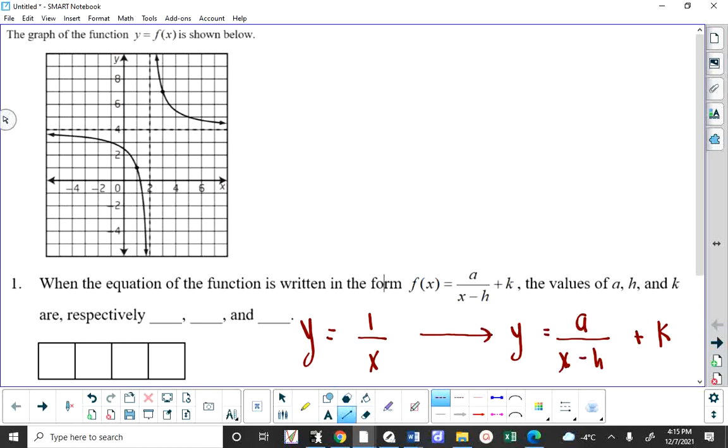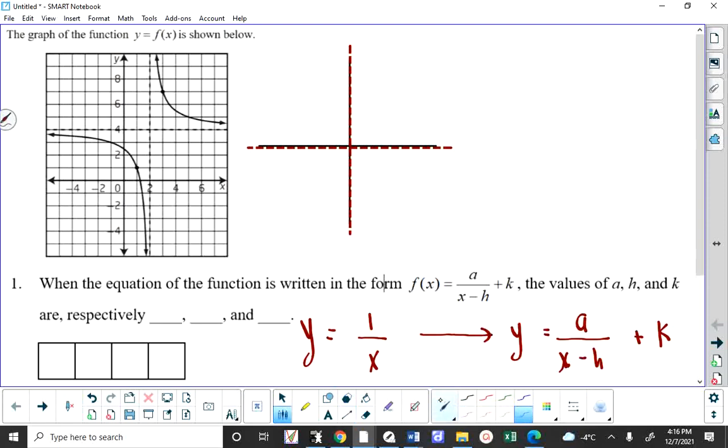If you take a look at the original graph of y equals 1 over x, because that's what we are transforming, the original graph of 1 over x is a graph that you should be familiar with. You should know that it has both axes as being asymptotes, and it's that set of curves which we call a hyperbola, with one of these curves in quadrant 1 and one of these curves in quadrant 3.